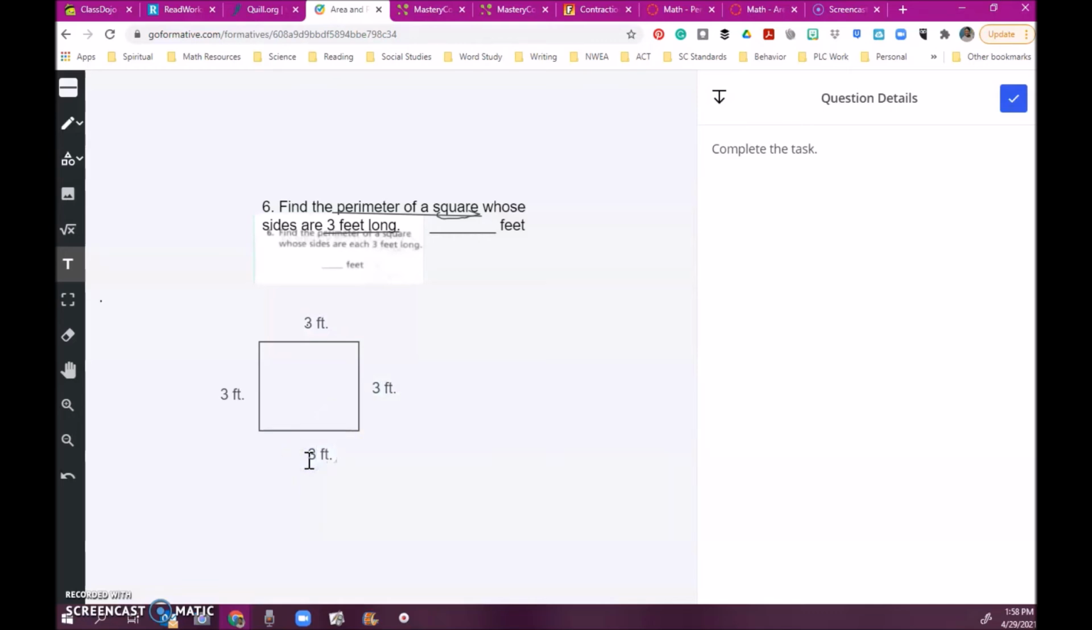And now I have labeled all the sides, I can add them to figure out what the perimeter is. So 3 plus 3 is 6, plus 3 is 9, plus 3 more is 12 feet. So the perimeter of this square would be 12 feet. Okay, moving on to the next task.